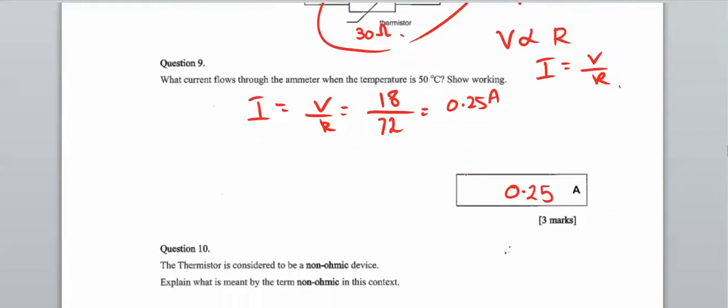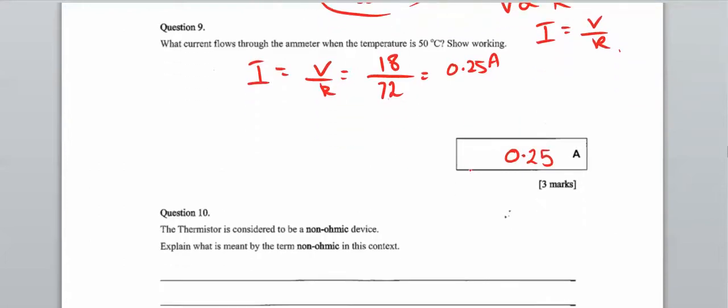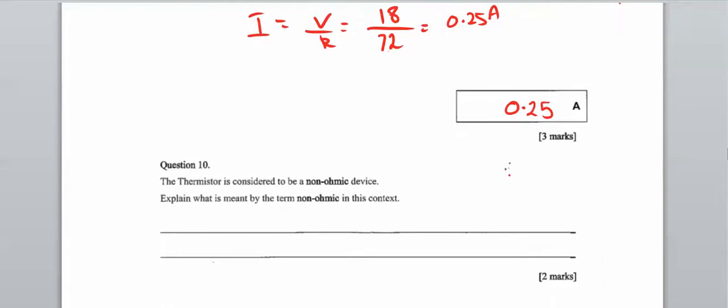The thermistor is considered to be a non-ohmic device. Explain what is meant by the term non-ohmic in this context. Well, it does not follow Ohm's law.